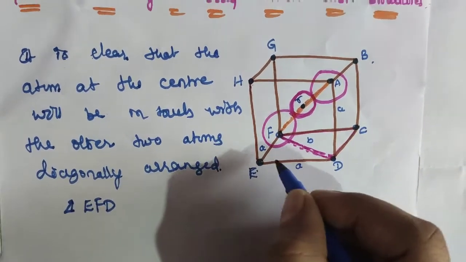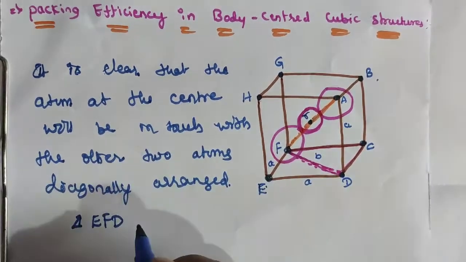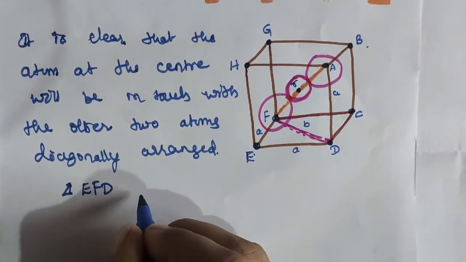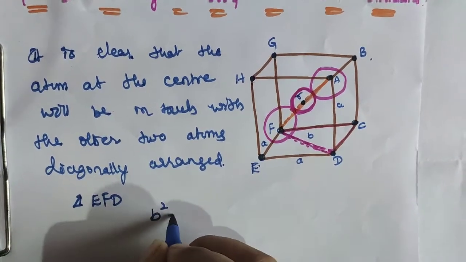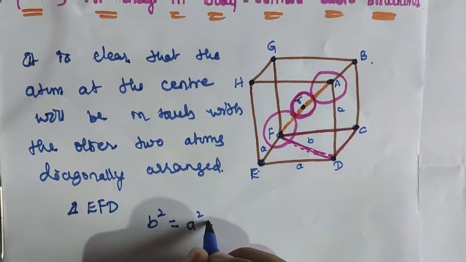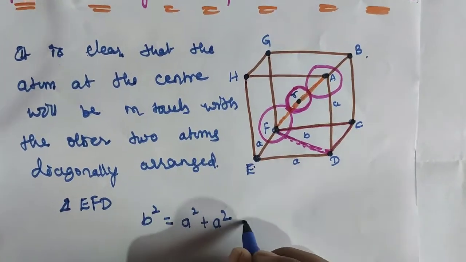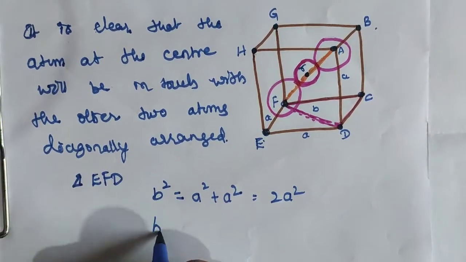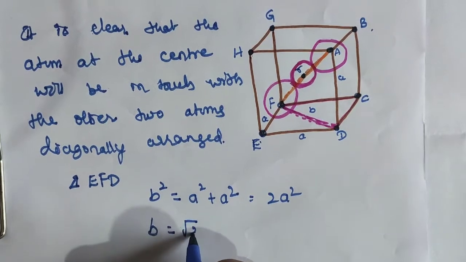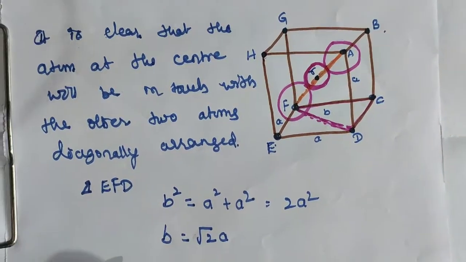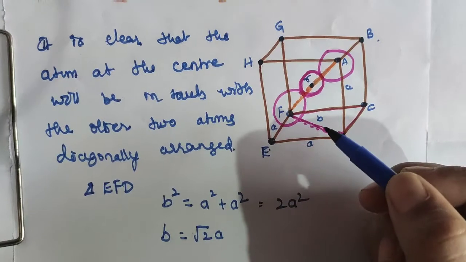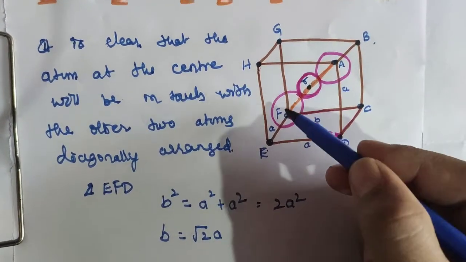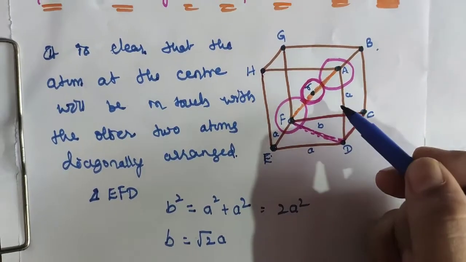Here the edges are considered as A and the face diagonal as B. According to the Pythagoras theorem, B square is equal to A square plus A square, that is equal to 2A square. So otherwise you can take B is equal to root 2 A. So now you can consider the angle AFD.